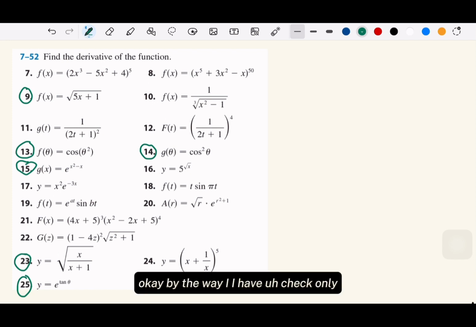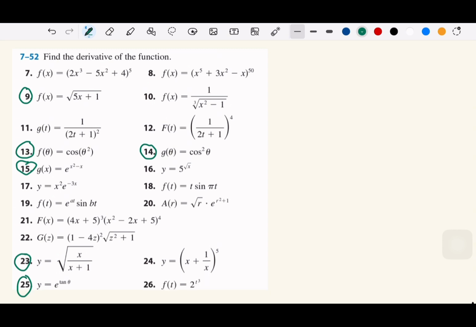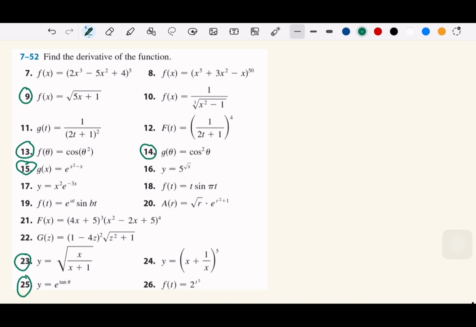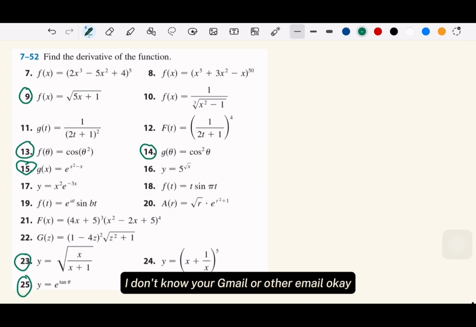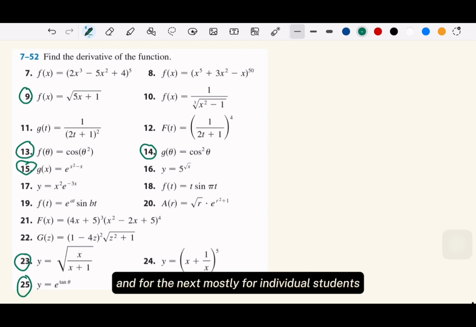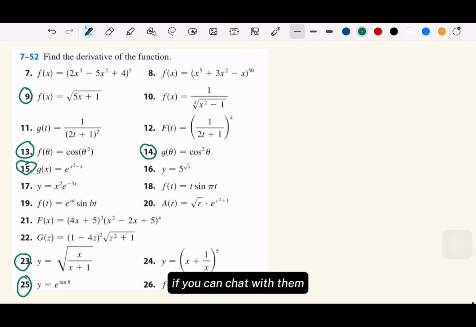By the way, I have checked based on your quiz score, and my suggestion is to take the tutoring session. But actually, it's up to you if you want to join the tutoring or not. I suggested some tutors. You can check your university email, not your Gmail, okay? I also CC'd the tutor. That's mostly for international students, but local students can join too if you want. I will give the details later on Moodle.